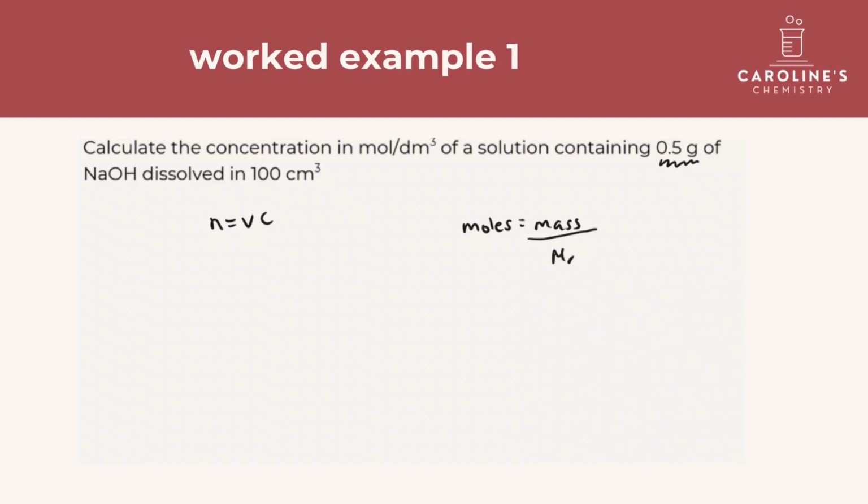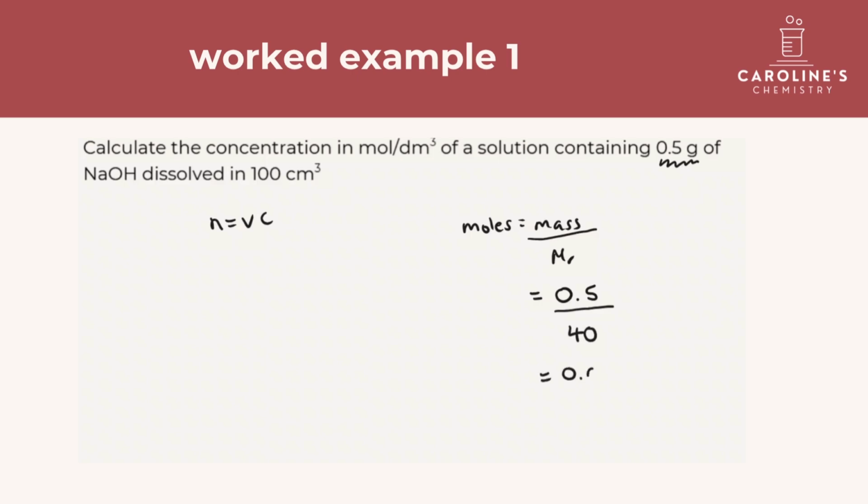So let's do this bit first of all. We're going to work out the moles of sodium hydroxide. Our mass is 0.5 grams. For our Mr, we're going to use our periodic table. So we have 23 for 1 sodium plus 16 for 1 oxygen plus 1, and that gives us a total Mr of 40.